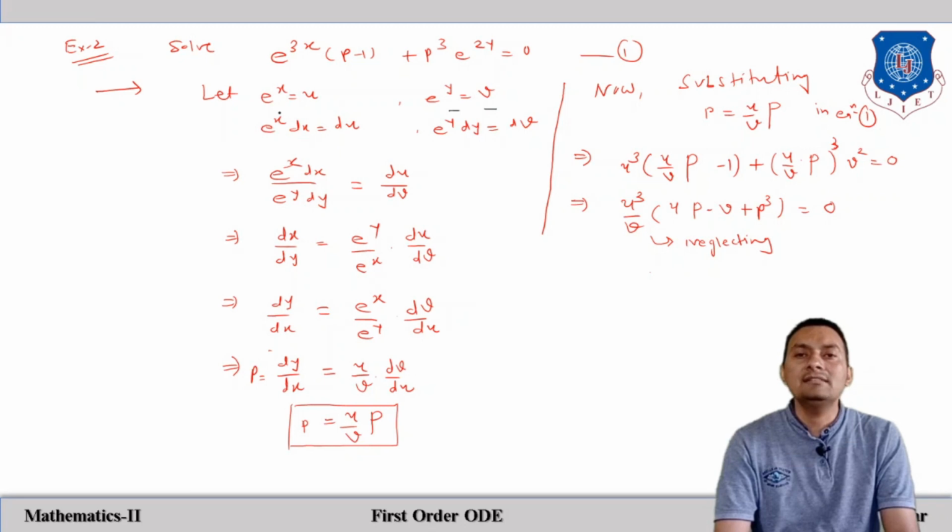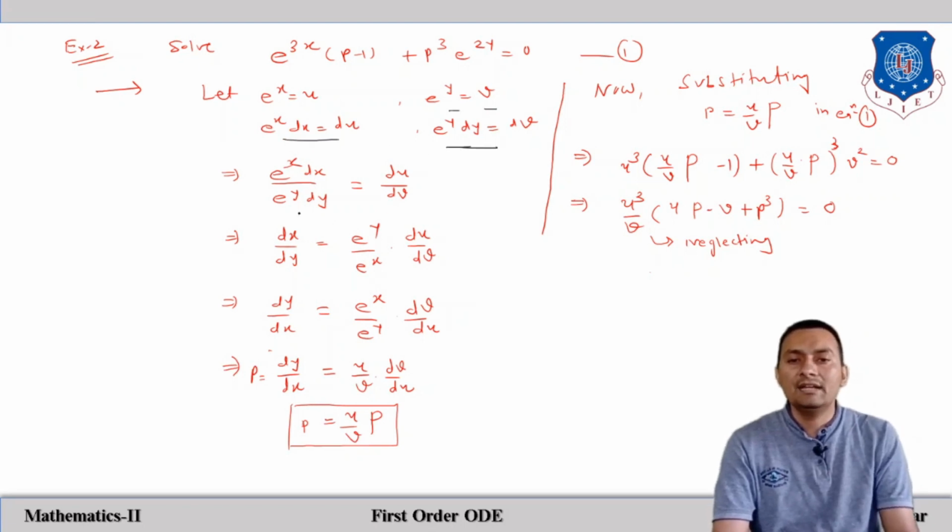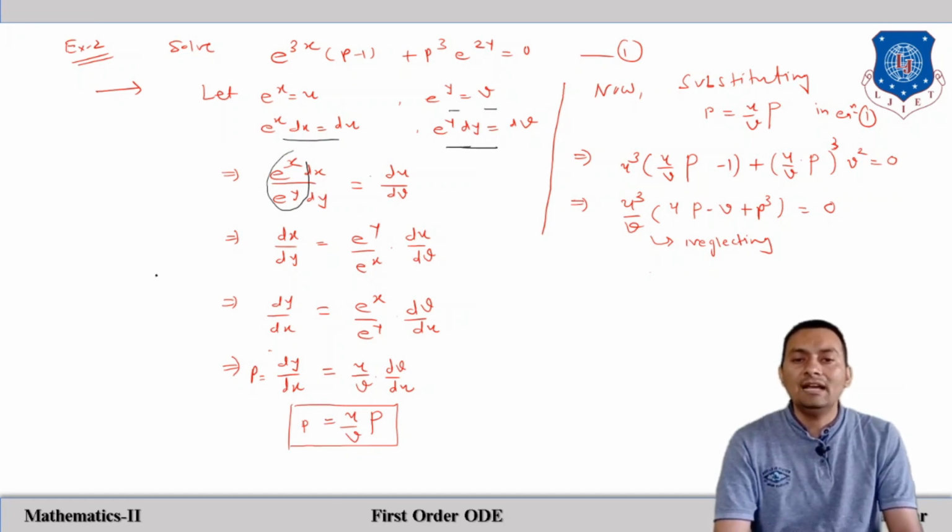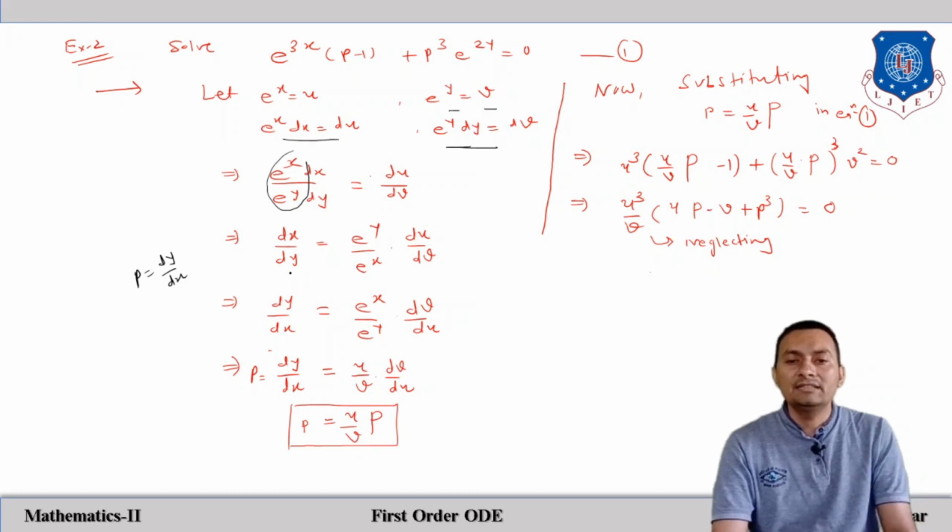Now let us look at e raised to x into dx equal to du, and e raised to y dy equal to dv. But for our simplicity, I am taking the division of these two equations. So what I will get, you can see that dx by dy is equal to, I have just assumed that this is on the right hand side, e raised to y divided by e raised to x into du by dv. But I am interested in p, which is already used, so I can replace dy by dx. So I have to take the reciprocal.